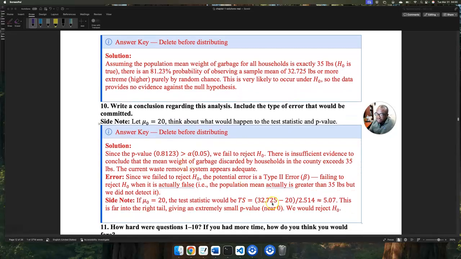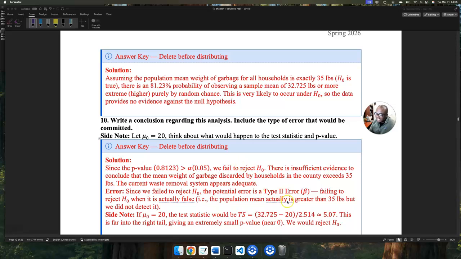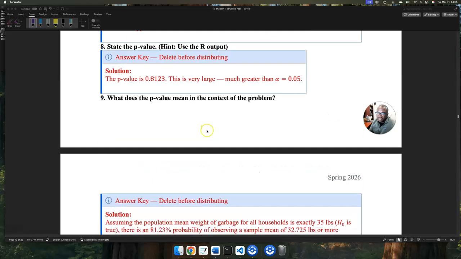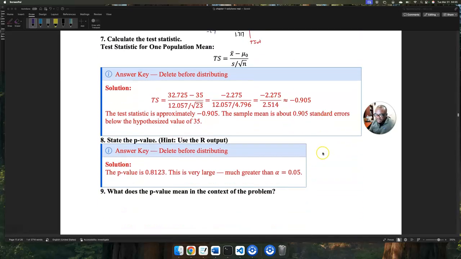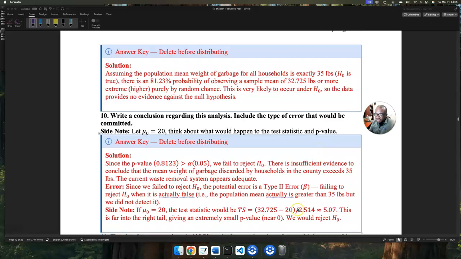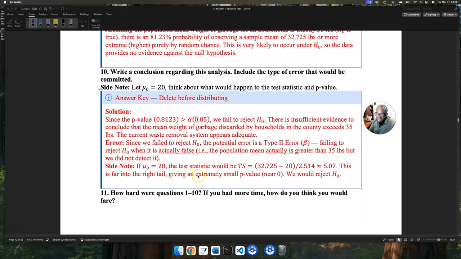So if you were to do the math, 32.725 minus 20 divided by 2.54, you get 5. Sorry, we're going to be to the right. My apologies. If you caught that earlier than I did, my apologies. We're going to be to the right. So the mu is equal to 20, we're going to be all the way to the right of this distribution, over here to the right. Okay. So if mu is equal to 20, we're going to reject the null hypothesis. That's only in the situation at which we had a two-tailed test.